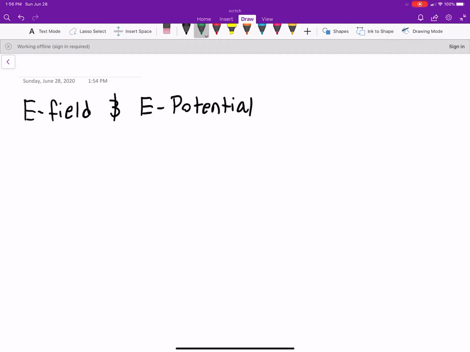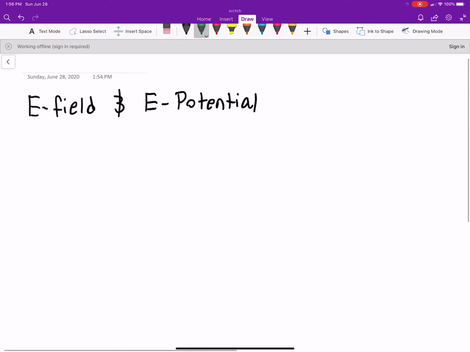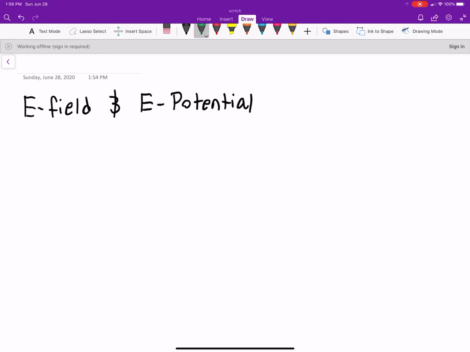So I got another Physics 2 question from a student. I think they might be more or less in the same course. So I'm going to go over some more Physics 2 stuff. This is regarding E field and electrical potential.